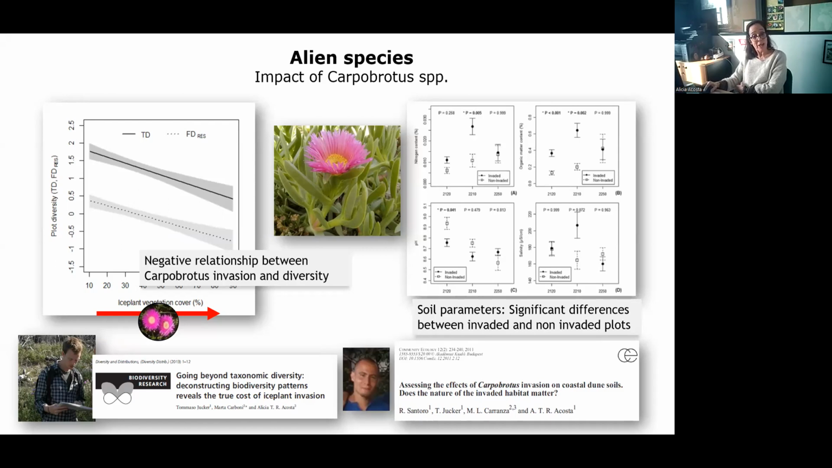In any case, we have already accumulated much evidence regarding the impact of Carpobrotus on native coastal dune communities. We know that it's quite a problematic species, and many authors have studied it all around the world. I just mention these 2 papers of Thomas Hooker and Riccardo Santoro. We can say that we not only observe a negative relation between Carpobrotus invasion and native species diversity, but we also observe impacts on soils, with significant differences between invaded and non-invaded plots for different soil parameters.